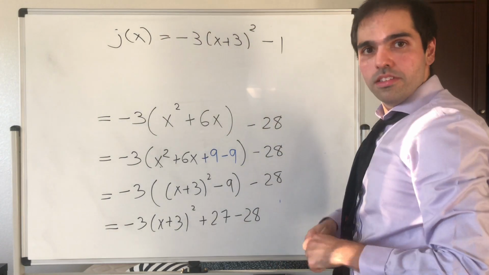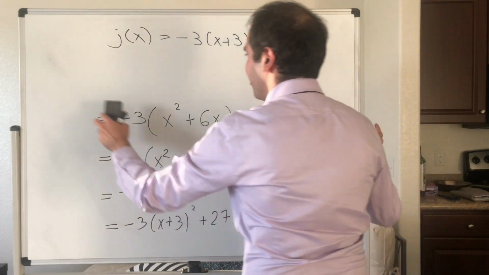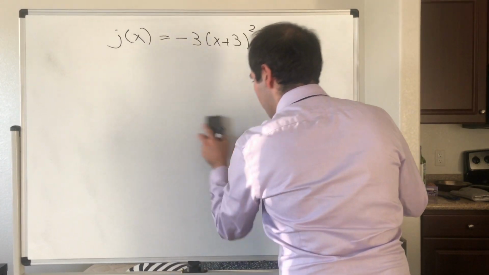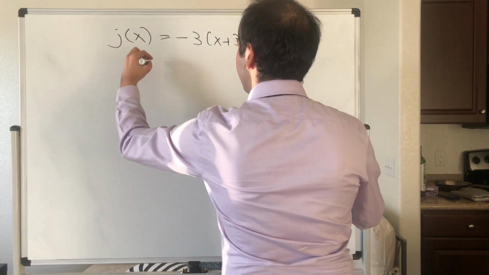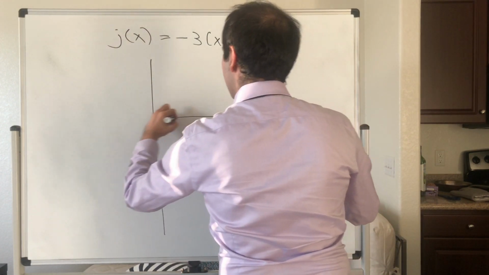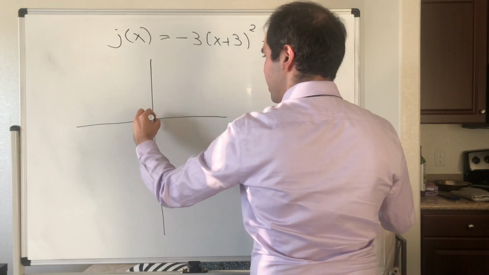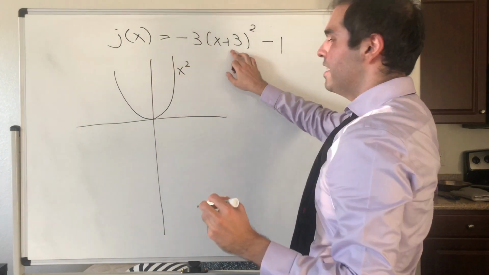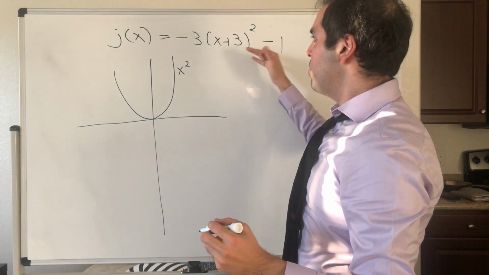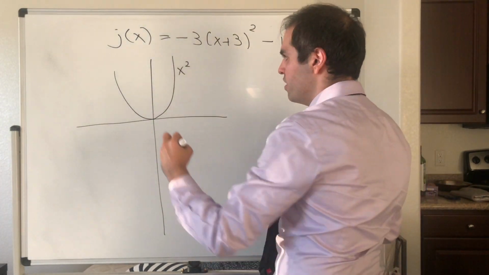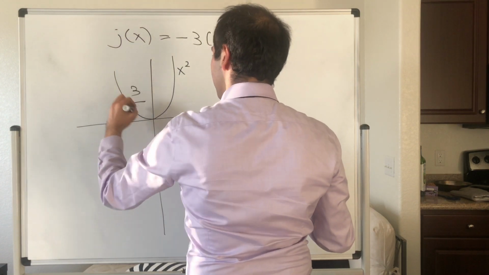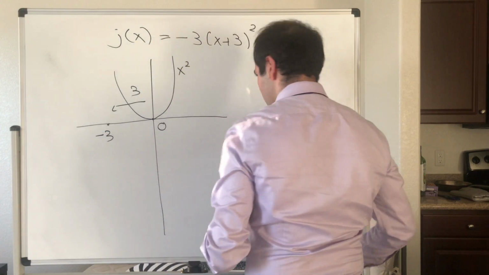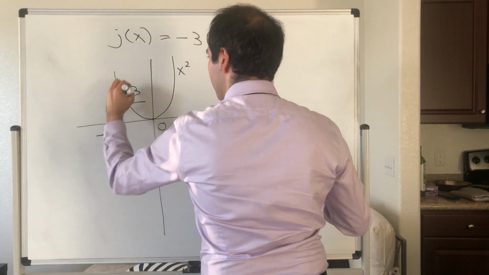Okay, and now let's see how to draw this. It's slightly trickier, but let's start with x squared. So this is x squared. And then the first thing is to do this plus 3. And remember, plus 3 means you shift it to the left by 3 units. So this 0 becomes minus 3. So that's what that looks like.